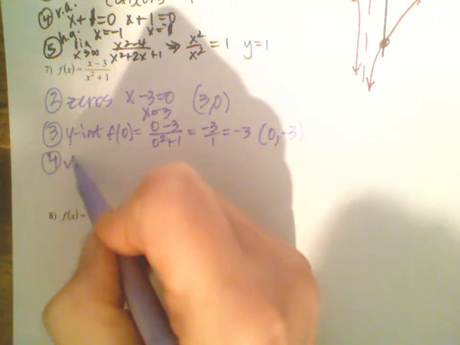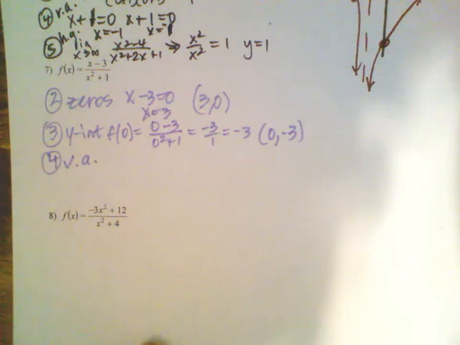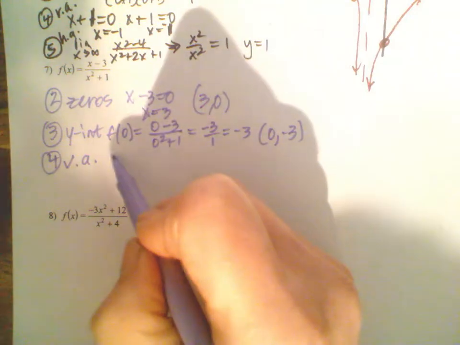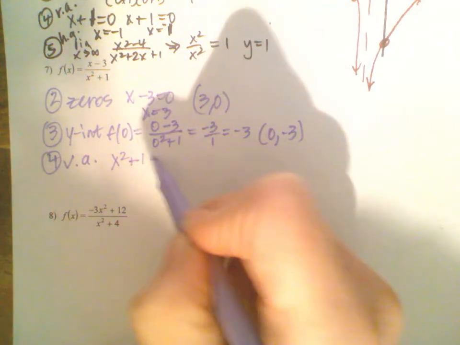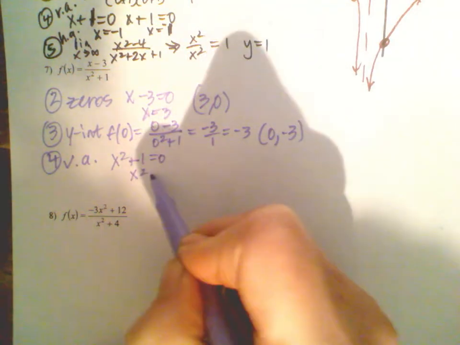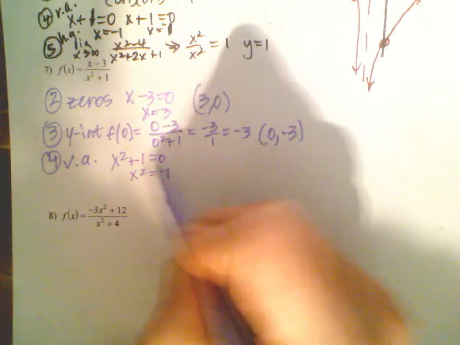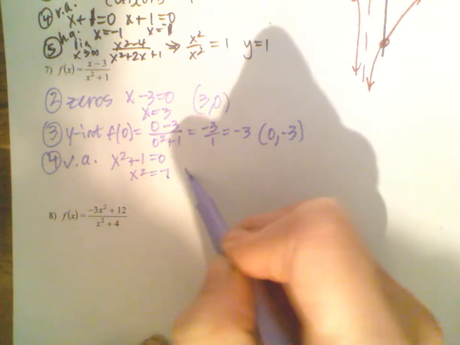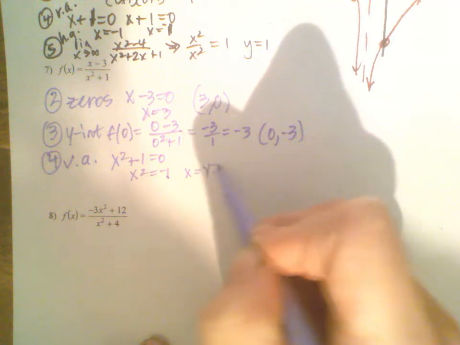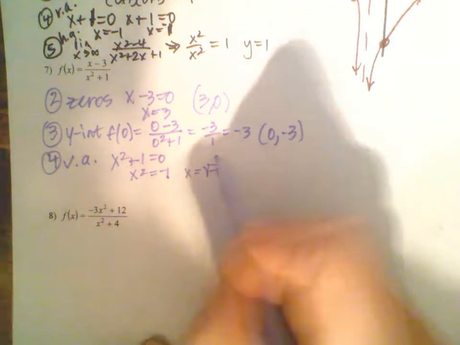Then I do my vertical asymptote. My vertical asymptote is when I set my denominator equal to 0, x squared plus 1 equals 0. So that means x squared equals -1. When I take the square root of both sides, I get x equals the square root of -1. You see what I mean? That's not possible.